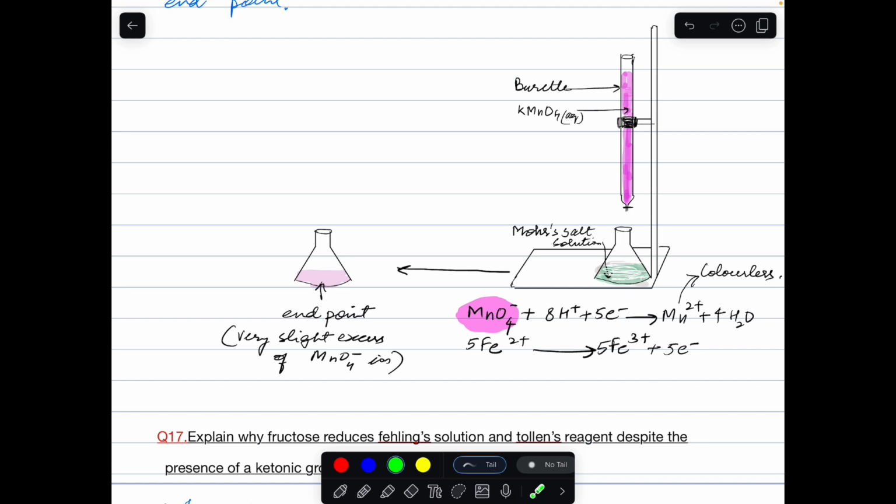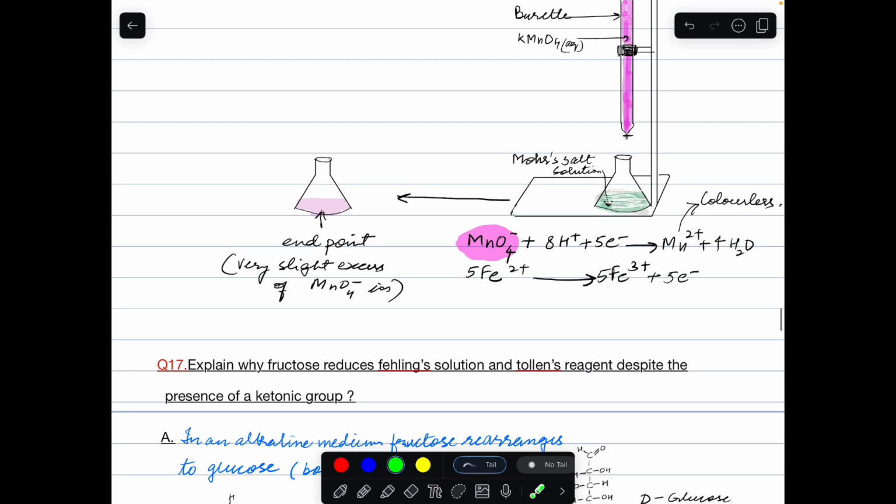Otherwise the titrant is taken in the burette. That is your standard solution. So in this reaction, how are we getting the endpoint?